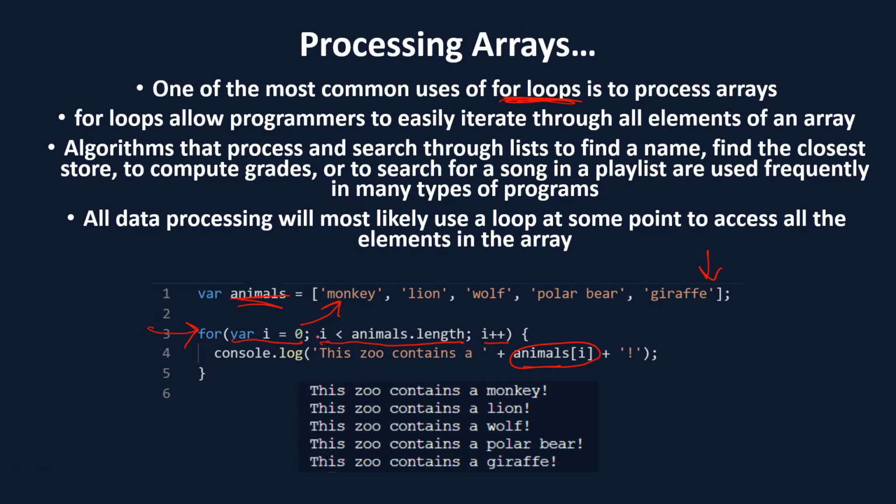So the first thing that it prints out as it goes through the flow of the for loop is monkey. Are we at the end of the list? We're not. So we go here, and we have a lion. We're not at the end of the list yet, so then we have a wolf. Then we have a polar bear, and we're not at the end of the list yet. So we have a giraffe. Now we are at the end of the list, so the loop stops, and that's it. Easy peasy.